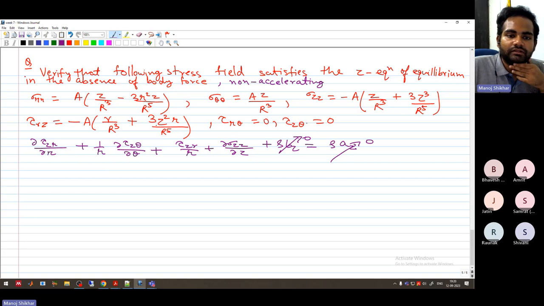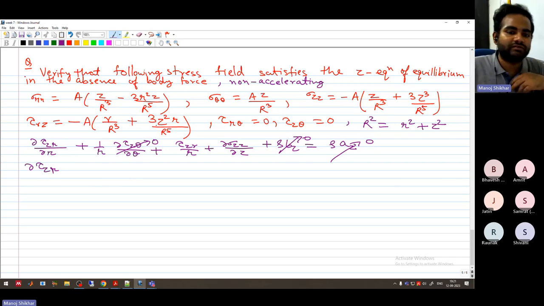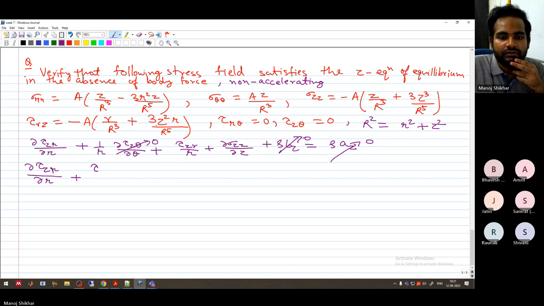Now, if you look at this equation, tau Z theta has been given as 0, so this term will vanish. One more thing is given: the relation between capital R, small r, and Z is capital R square equal to small r square plus Z square. So basically, we have to see if this relation is getting satisfied or not.